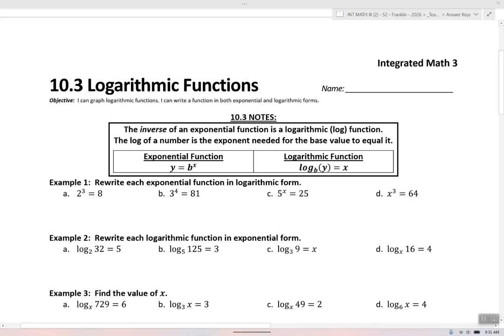For 10.3, we're going to look at logarithmic functions. We're going to graph them and write a function in both exponential and logarithmic forms. So a logarithmic function is just the inverse of an exponential function. And the log, or logarithm, of a number is the exponent needed for the base value to equal that number. Let me tell you what I mean here.